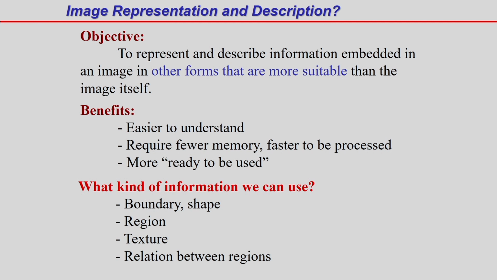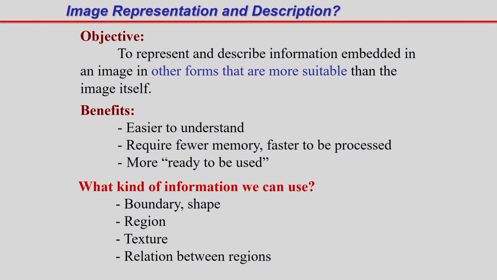Instead of storing the entire image in the memory, I can store only the descriptors corresponding to that particular image. So what are the advantages? It is easier to understand, requires less memory, and is faster to process. That is, instead of storing or processing the entire image, I can consider only the descriptors corresponding to a particular image. I can consider the descriptor for the texture, the descriptor for the color, the descriptor for the boundary, the descriptor for the shape, and I can store those in the memory, and I can also process them.